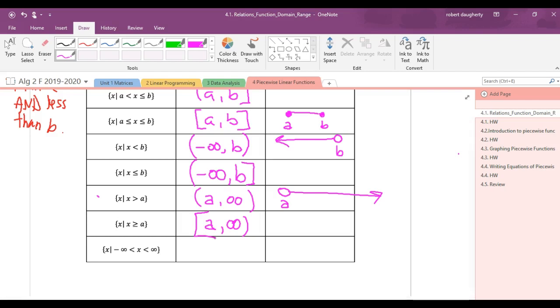What's the next interval? What's the interval? Yeah, it's just negative infinity to where? Positive infinity. Always a parentheses around negative infinity or positive infinity.